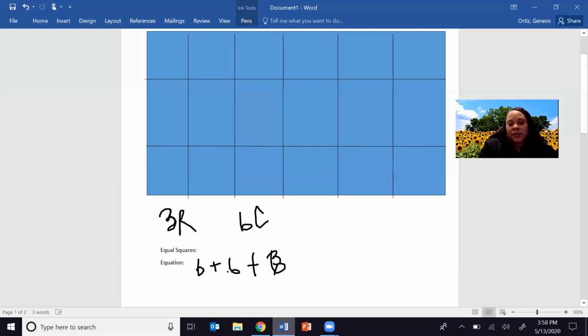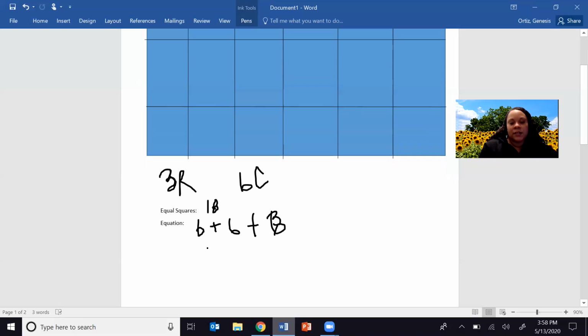6 plus 6 is 12, and 12 plus 6, all you have to do is count on 12, 13, 14, 15, 16, 17, 18. So I should have 18 equal squares. Let's count. 1, 2, 3, 4, 5, 6, 7, 8, 9, 10. Yep, 18 equal squares. So there's different ways you could do that.